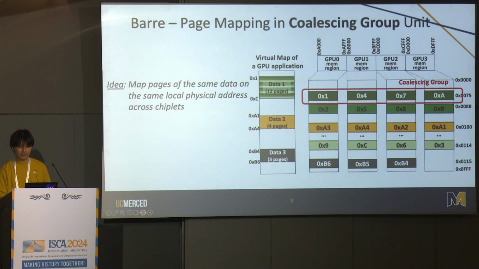We call those page groups that we enforce to locate at the same physical location a coalescing group. And because they are at the same physical location, we can infer the other 3 addresses whenever we finish translating any one of them.